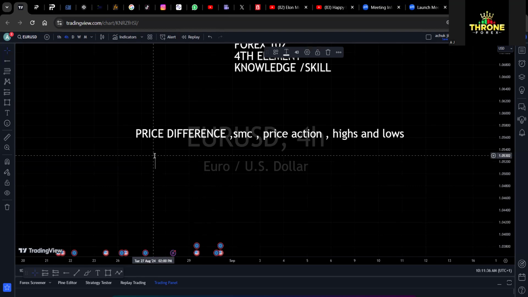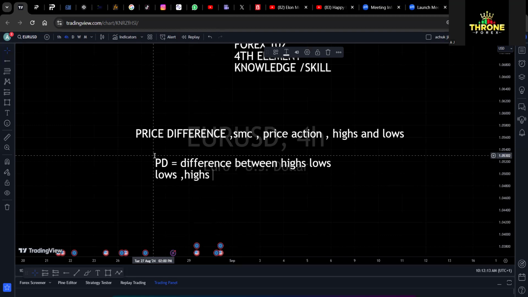So price difference, I'm going to abbreviate it with a PD, is therefore the difference between highs and lows that the market creates. So when the market moves, the market creates highs and then lows. So lows are created and also highs are created. The difference between them is what we call price difference, and that is where we build our trading on.